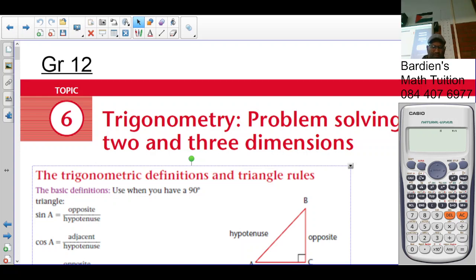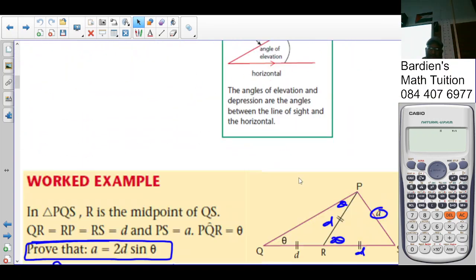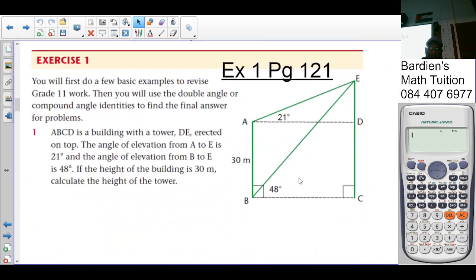Okay, good morning, class. So at this point we are looking at trigonometry, problem solving in 2 and 3 dimensions, 2D and 3D problems. So you guys had homework, you had to do exercise 1, the odd numbers, correct? Okay, for homework is going to be exercise 1, the even numbers. Okay?